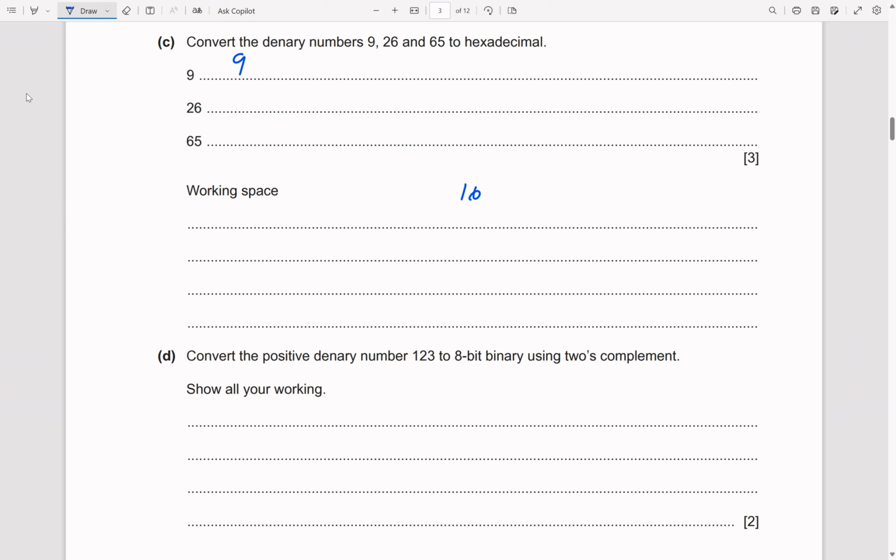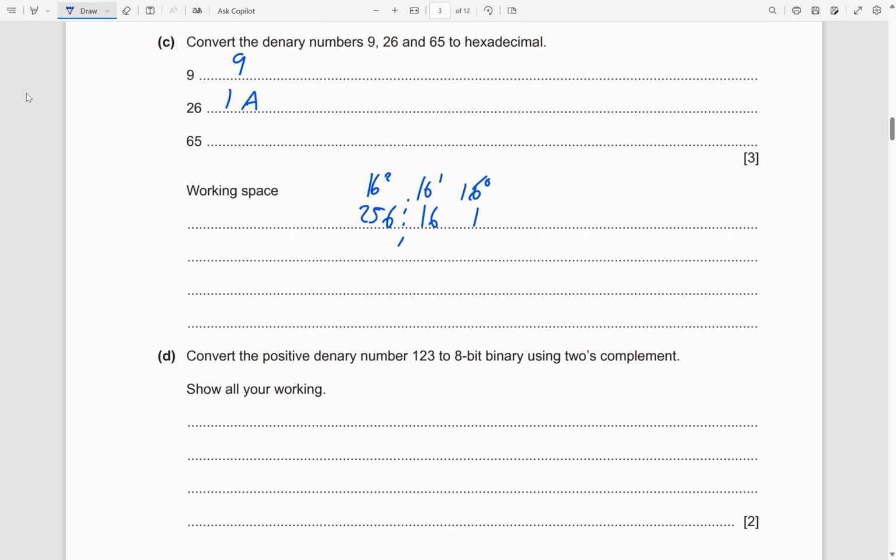So the first one is going to be 16 to the power of 0, which are just the ones. The next one is 16 to the power of 1, which is the 16s column. And then 16 to the power of 2, which is 256. And if we look, 26 is going to be somewhere between these, so that means we need to use the 16s column. There's going to be 1 sixteen. Then there's 10 remaining, so 10 remaining in hex is going to be A.